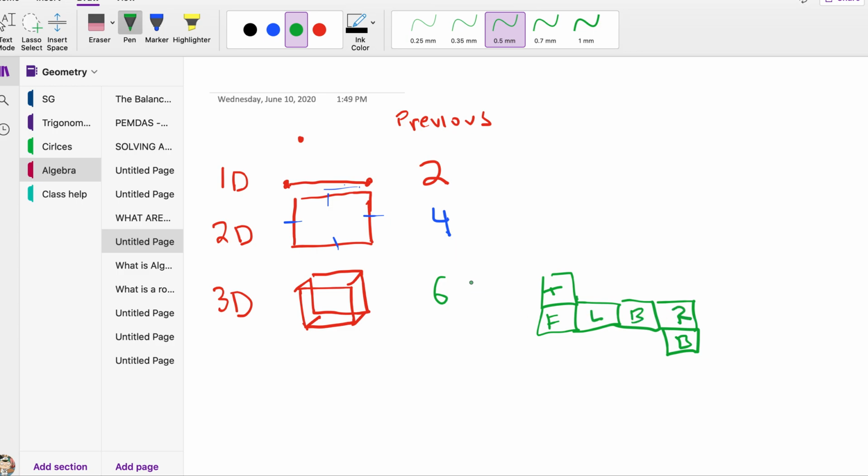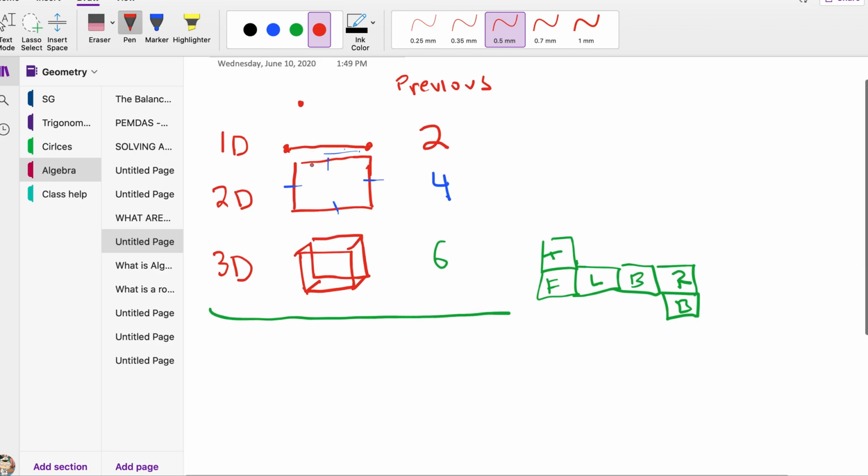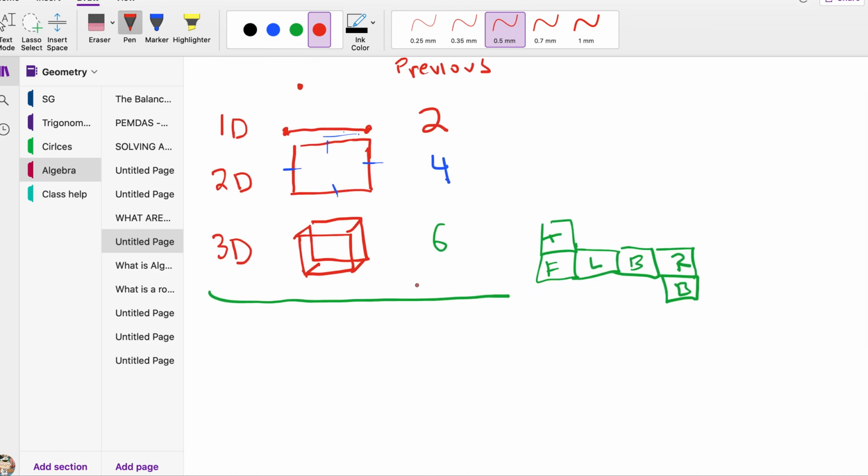So we can continue this pattern, but we couldn't represent it in actual shapes. We can imagine it, but we would get into a four-dimensional shape. So we could kind of describe it. It's going to be using 2, 4, 6.